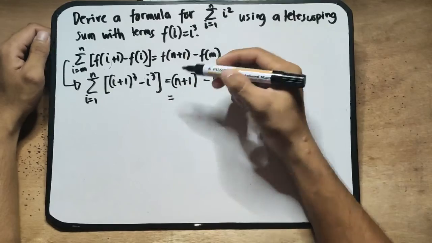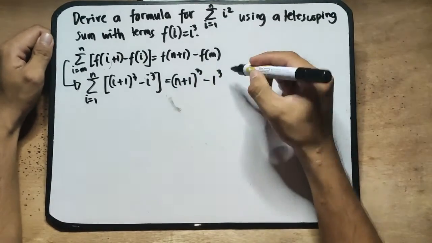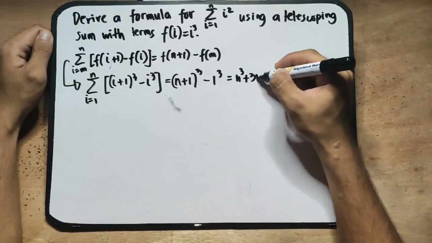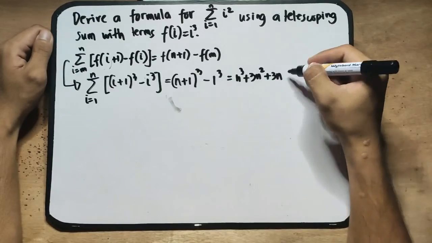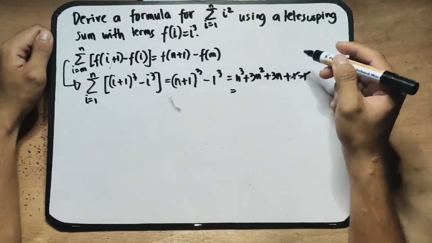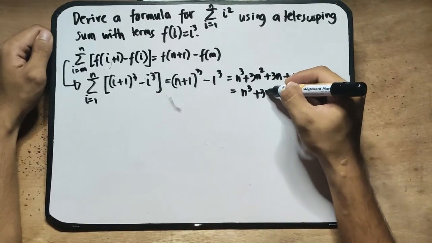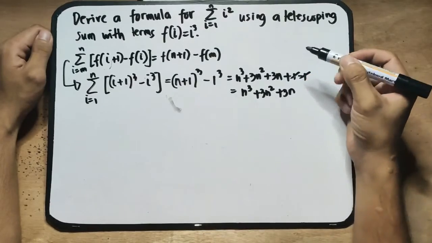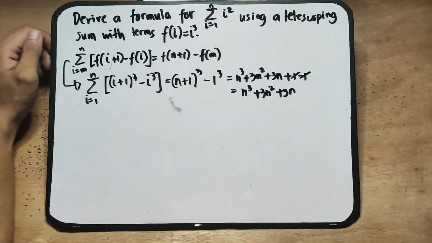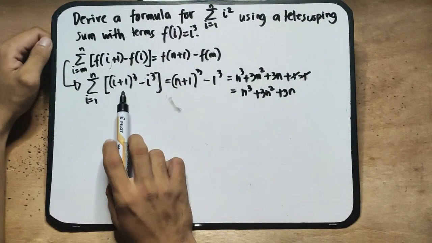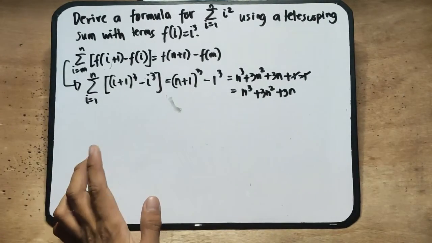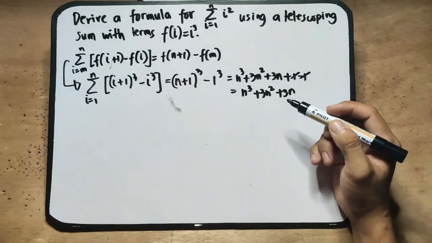So simplifying this, (n plus 1) cubed is n cubed plus 3n squared plus 3n plus 1, and then we have minus 1 here, or maka-cancel out na yan: n cubed plus 3n squared plus 3n. Equivalent niya if we use the telescoping sum property. But what will happen kapag in-expand natin ito? So we try to expand this and then we equate both results.